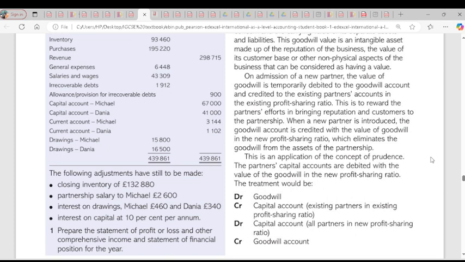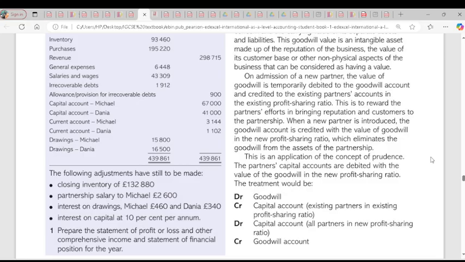So we start. Our drawings is 15,800. Do you mind only naming them? Because when you see the numbers, I get confused. Yeah, the numbers are there.